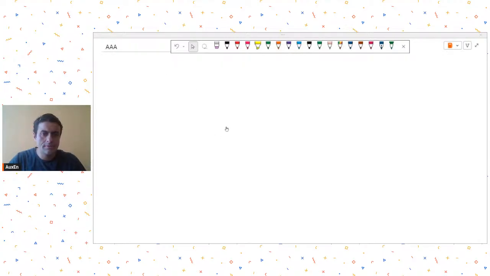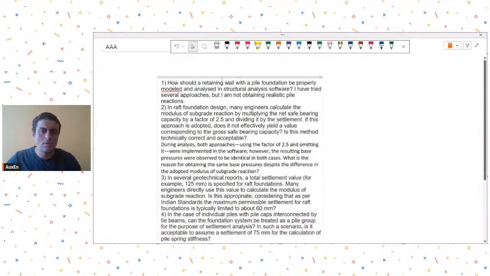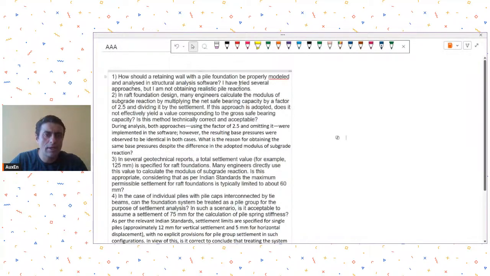So Mr. Raghu has put in a list of queries. He is a practicing working professional from Bengaluru. So I'll just copy those and put them over here. His first question is, how should a retaining wall with pile foundation be properly modeled and analyzed in analysis software? I have tried several approaches, but I am not obtaining realistic pile reactions.